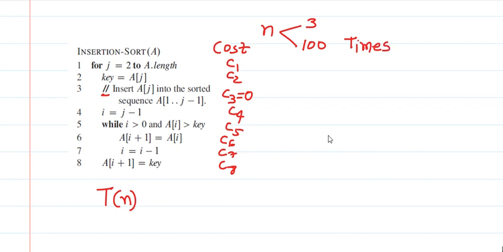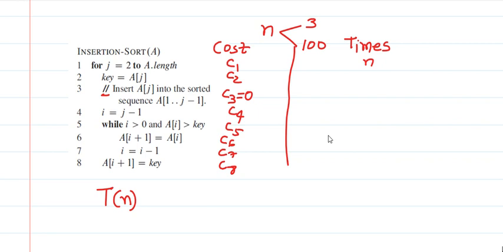Now we also need to find out how many times a particular line is executed. So cost is one thing; the second thing is the number of times a particular line will be executed. As you can see here, we are starting from 2 and going up to n, and when we reach the very last point, we will increment our value of j one more time by the rule of this for loop. So eventually we are going to execute this first line n minus 1 plus 1, which is nothing but n times.